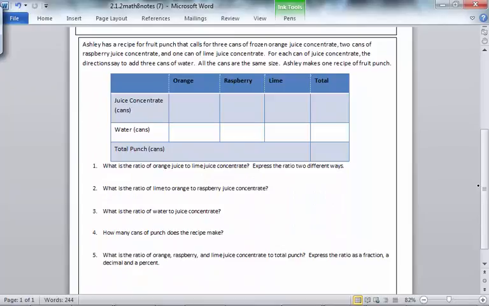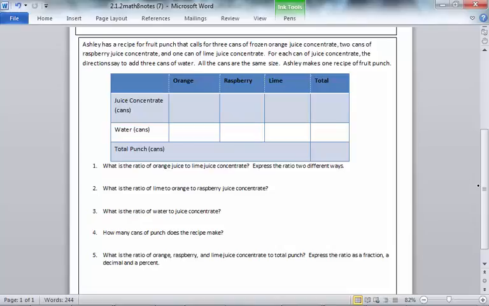All right, last question. We'll get it going together here. So Ashley has a recipe for fruit punch that calls for 3 cans of frozen orange juice concentrate, 2 cans of raspberry juice concentrate, 1 can of lime juice concentrate. For each can of juice concentrate, the directions say to add 3 cans of water. All cans are the same size. Ashley makes 1 recipe of the fruit punch.